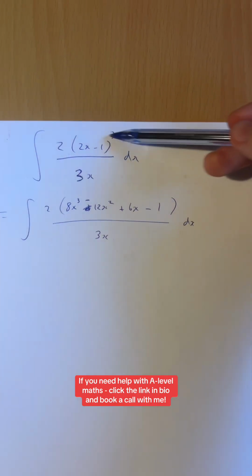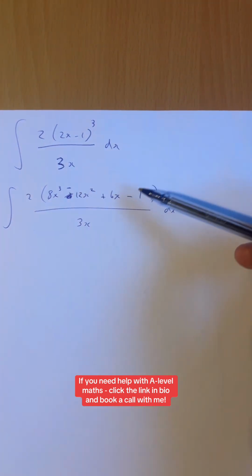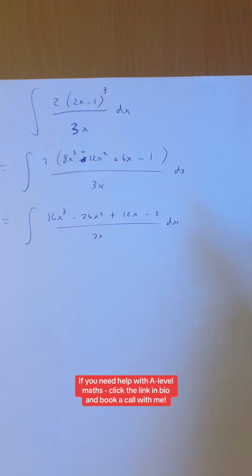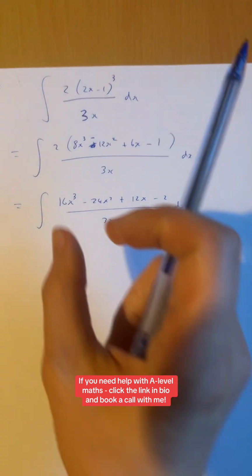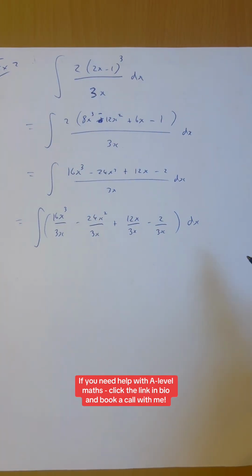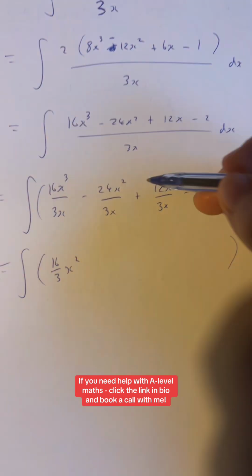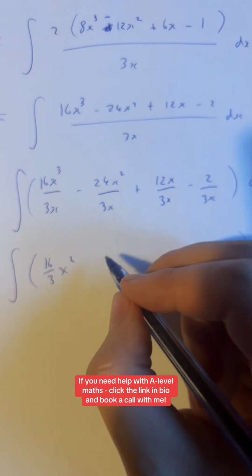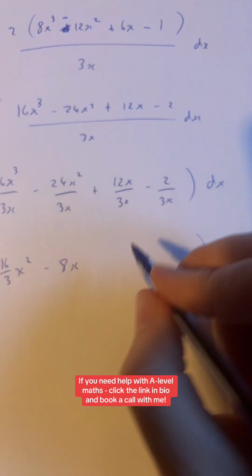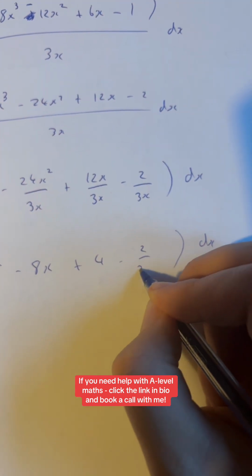So I've expanded the brackets very quickly just using a binomial expansion. So 8x cubed, take away 12x squared, plus 6x, take away 1. So then we get something like this, and we just multiply all those terms by 2. So now again, we can split this up into 4 separate fractions. So something looking like this. I'm now just going to simplify everything. So 16 over 3x squared there. We've got 24 over 3, which is minus 8. So minus 8x there. We've got 12x over 3x. So that's just going to be positive 4. And then we've got minus 2 over 3x there.